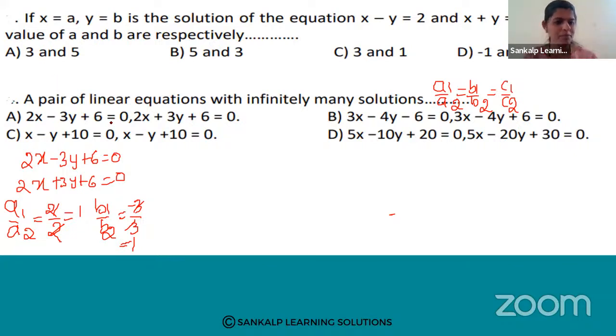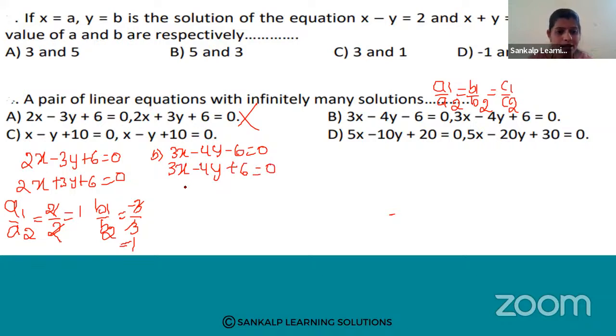Why? Because we want result 1. For a1 divided by a2 to be equal to b1 divided by b2, you need 1. So here minus 1 is there. Therefore a1 divided by a2 is not equal to b1 divided by b2. So this option is wrong. Next, B, 3x minus 4y minus 6 equal to 0 and 3x minus 4y plus 6 equal to 0.